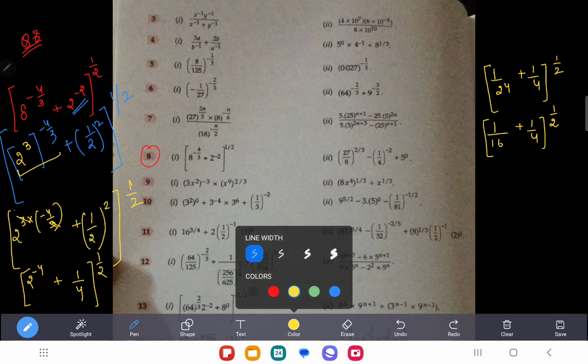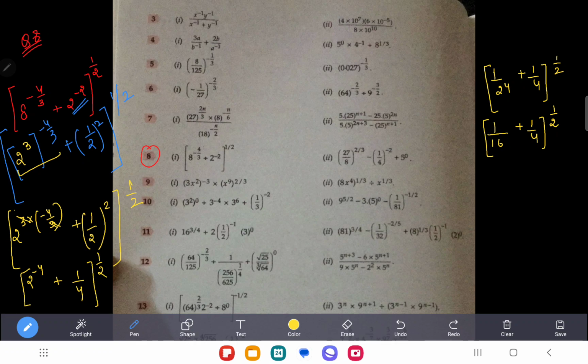And now, what do you think I should solve, which way? You understand what 2 raised to the power minus 4 is? It is 1 over 2 raised to the power 4, which is 1 into 1 into 1 into 1, 4 times. And the denominator is also 2 into 2 into 2 into 2, 4 times. So that is 1, and 2 times 2 is 4, 4 times 2 is 8, 8 times 2 is 16. So that is why I wrote 1 over 16 here.